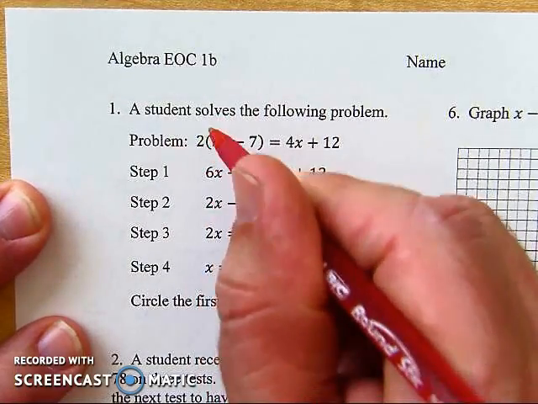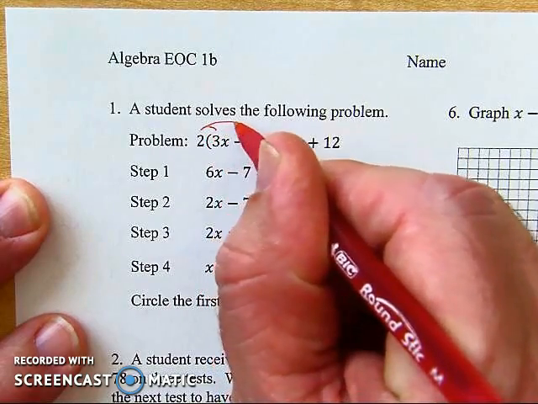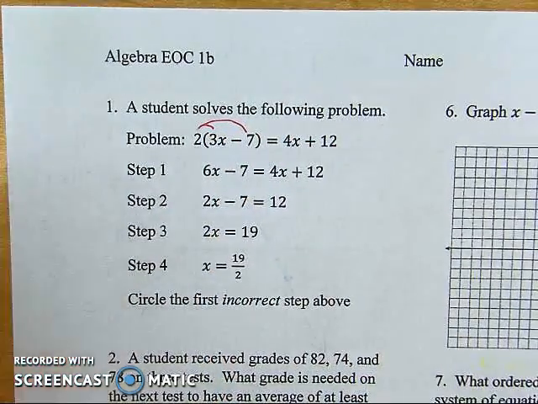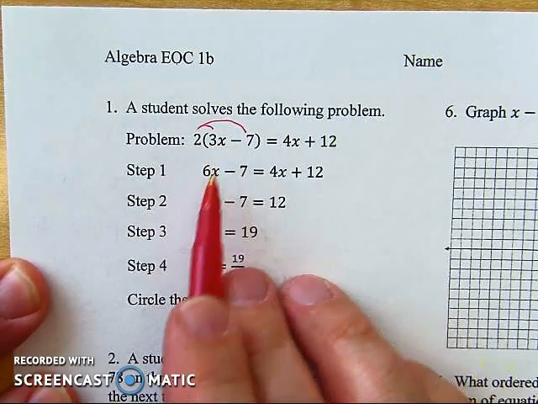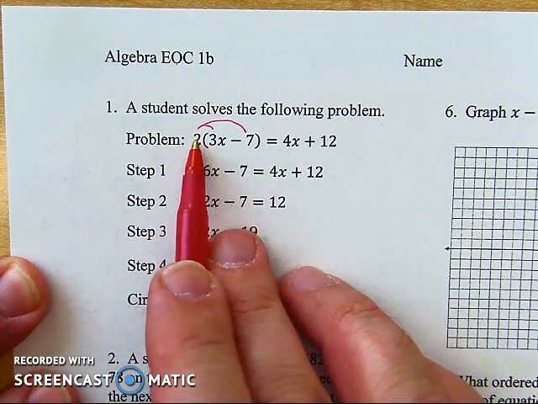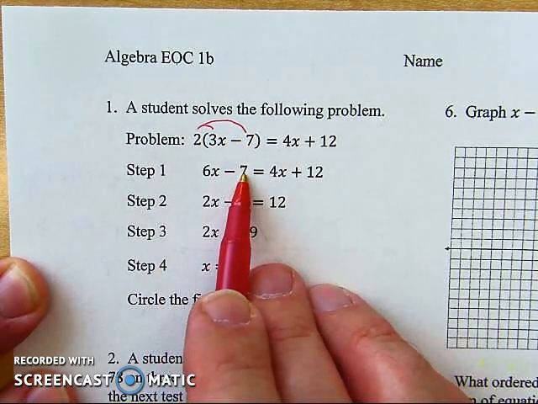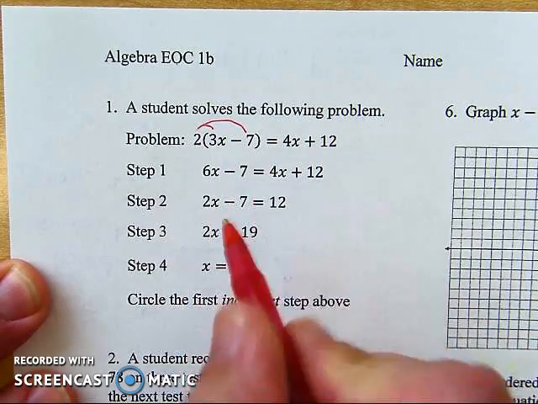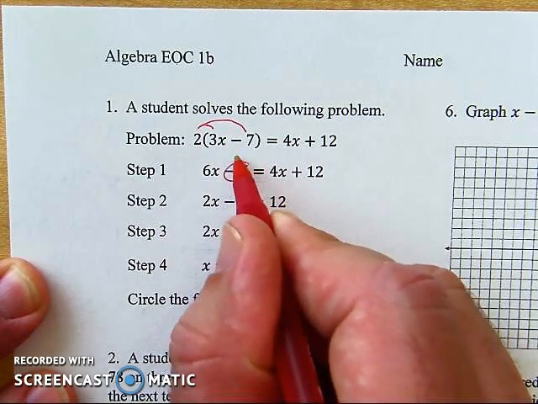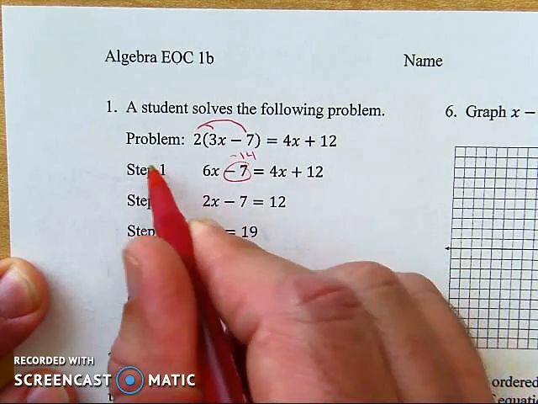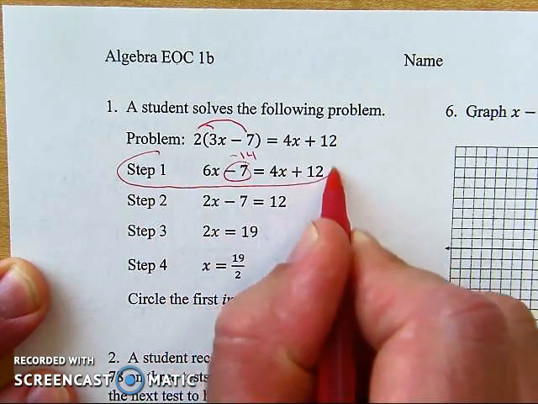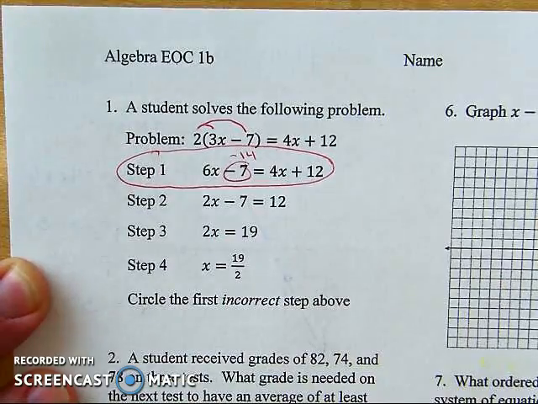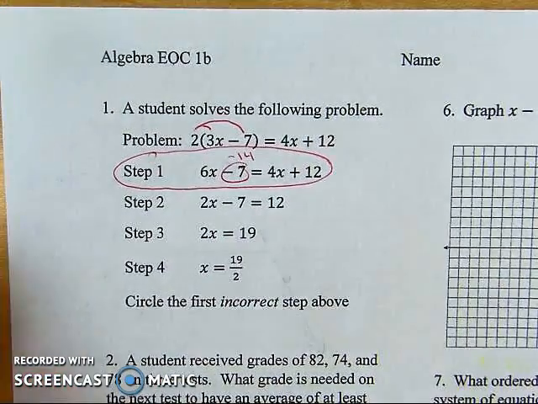So it looks like they did the distributive property, so we're going to check to see if they did that the right way. 2 times 3x would be 6x, and 2 times 7 would be 14, and there you go, right there. Already, there's the problem. That should be minus 14, so I'm going to go ahead and circle step 1 because that's the incorrect step.